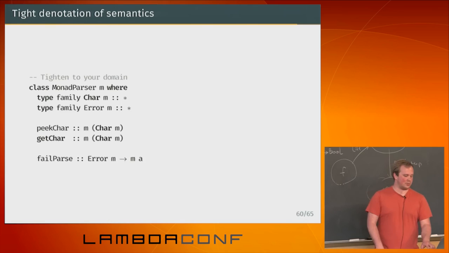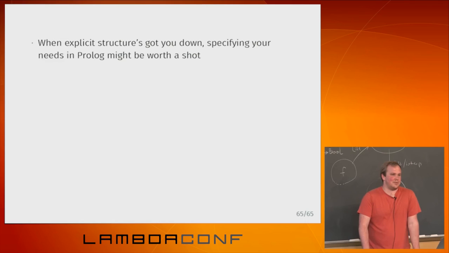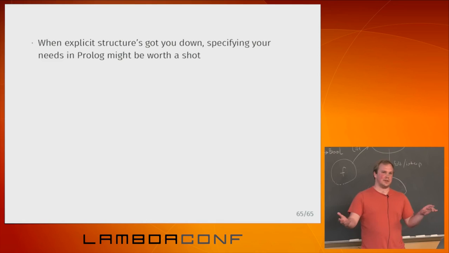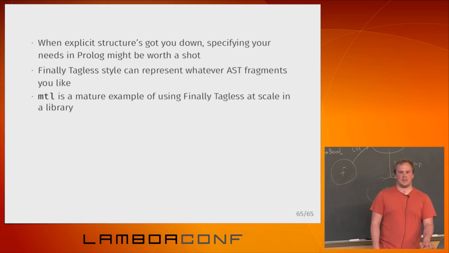There's one more drawback here, but it's definitely running close to the end of time. So I just want to say, when you're using a lot of explicit structure, sometimes using the type class prologue in Haskell is really convenient. It allows you to talk about exactly what you want, the fact that you just need certain effects and certain operations. Finally tagless style can be used to represent pretty much any AST you want. And MTL is a pretty mature example of using finally tagless in anger. And so if you want to explore this and think about it in that way, take a look at MTL.